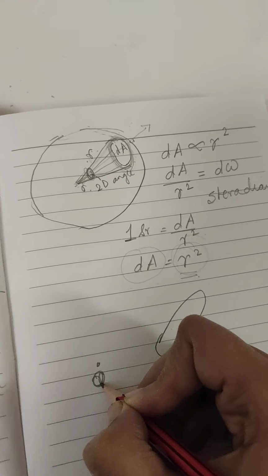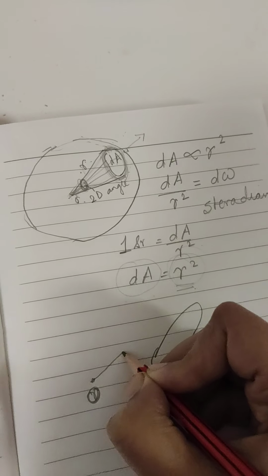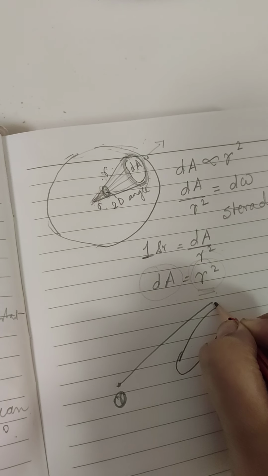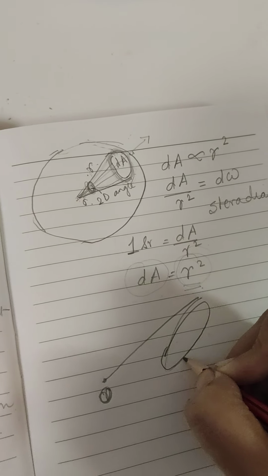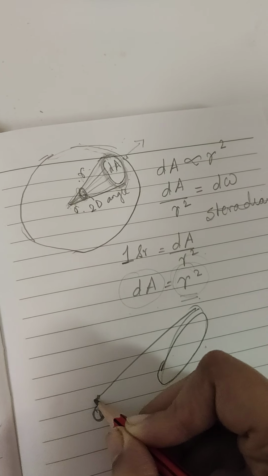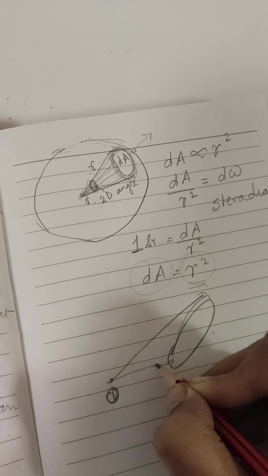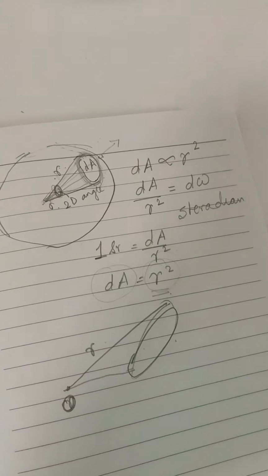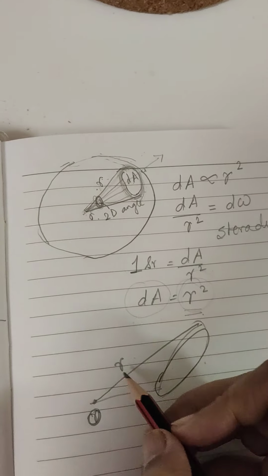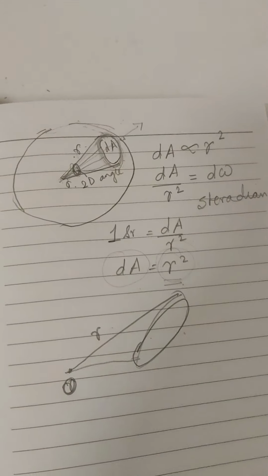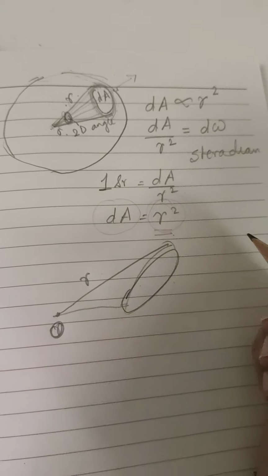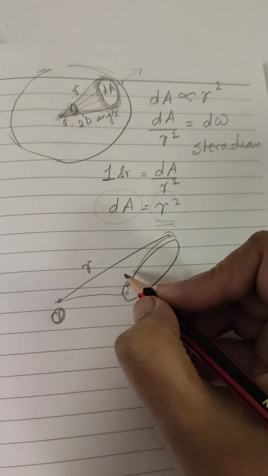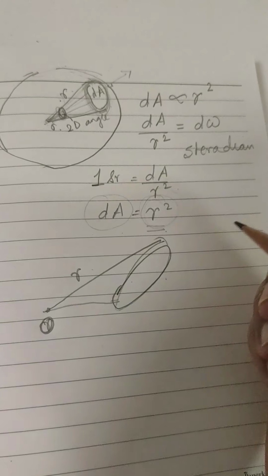This is a point O, and this is R. Okay, take the surface like this. This is R. Okay. It's not exactly the same though. We can draw another diagram, or let it be. I'll explain it with this.